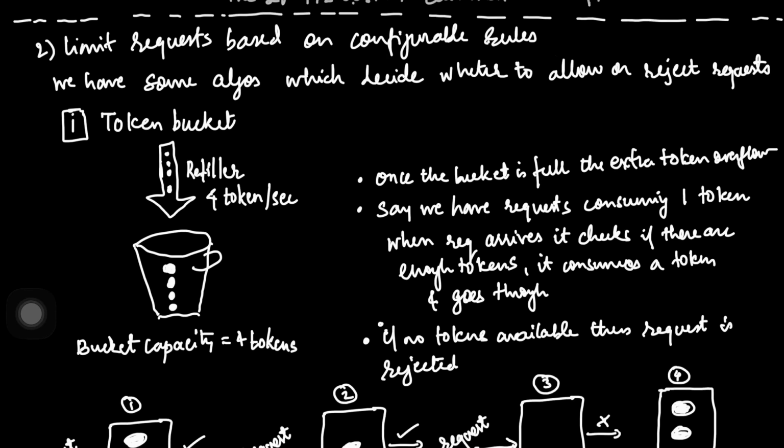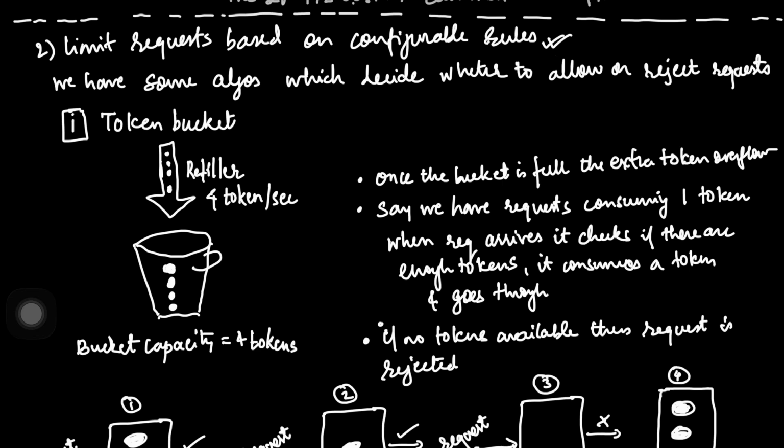So now that we have decided where the rate limiter sits, we need to solve our second functional requirement, which is limiting requests based on configurable rules. To do this, we need an algorithm. The most common and effective one used in production is the token bucket algorithm.